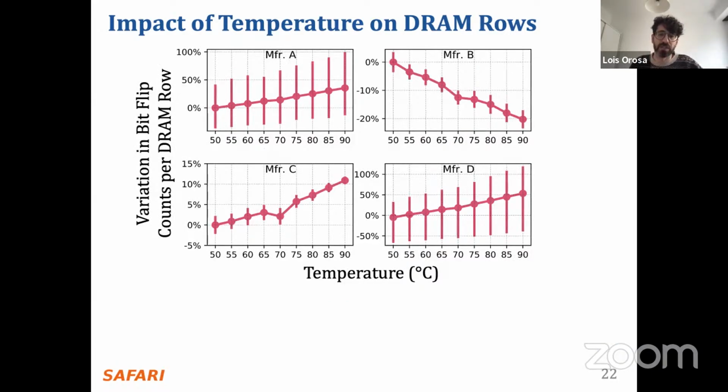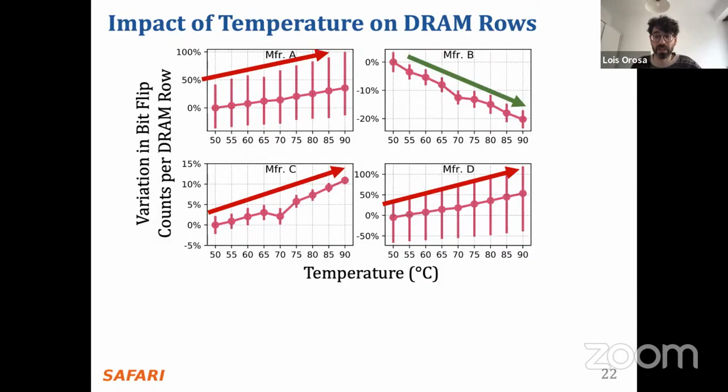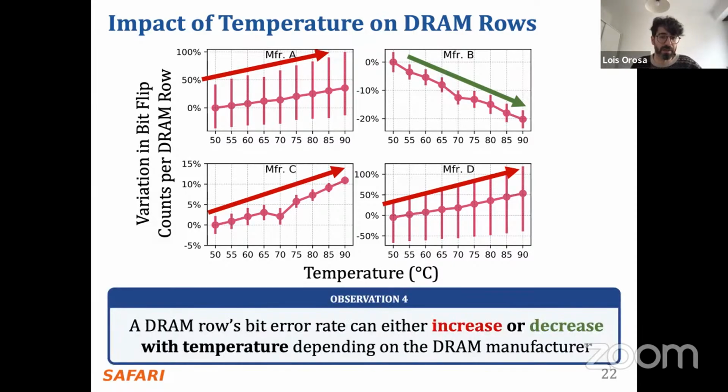We repeat this analysis for all 4 manufacturers. We observe that the bit error rate increases with temperature in modules from 3 manufacturers, while it exhibits an opposite trend in modules from manufacturer B. We hypothesize that this happens due to different characteristics of charged trap error mechanisms in different manufacturers. Please refer to our full paper for more details.